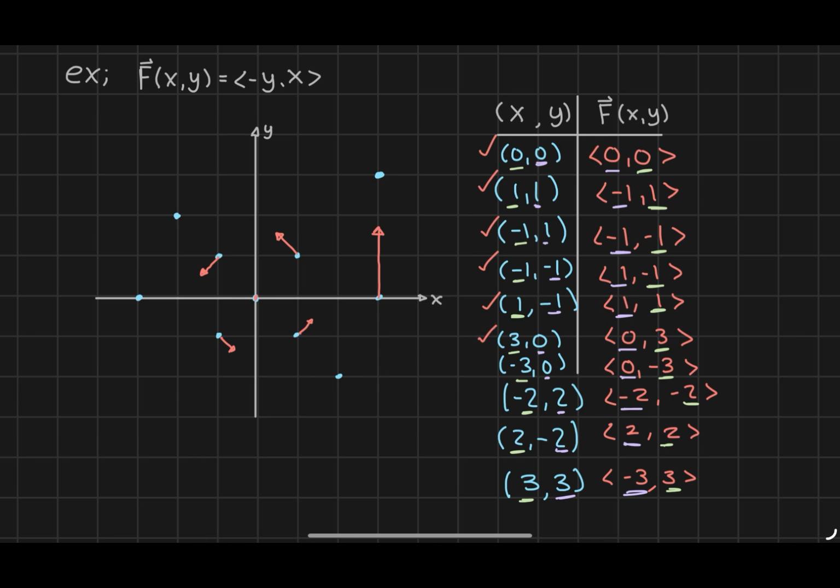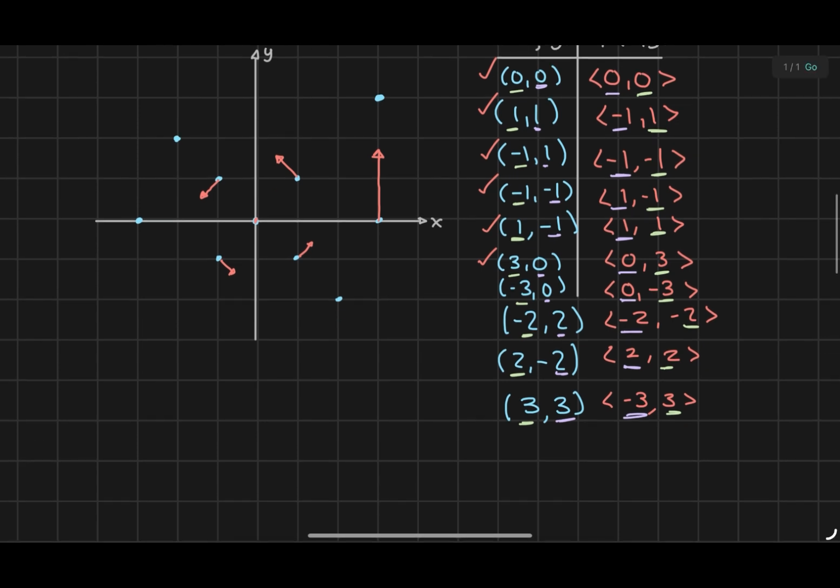Should be done. Negative 3, 0 is going to be pointing in the negative 3 direction. I'll try to make those roughly similar. Did I hit? Yeah, I actually kind of did a good job of that one. Alright, negative 2, 2. Looks like it's going to be pointing in the negative, negative direction.